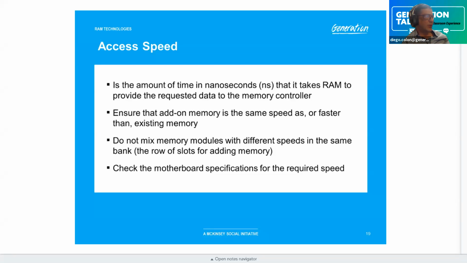Ensure that add-on memory is the same speed as or faster than the existing one. Do not mix memory modules, as we said, of different speeds in the same bank. Check the motherboard specifications for the required speed. I can go and buy myself a Lamborghini, but I can't go and put it inside this little Datsun. Not gonna fit. Got to be very careful on what we actually get.